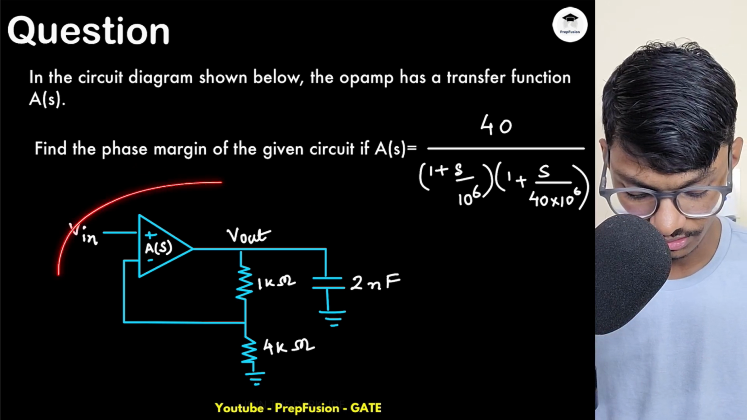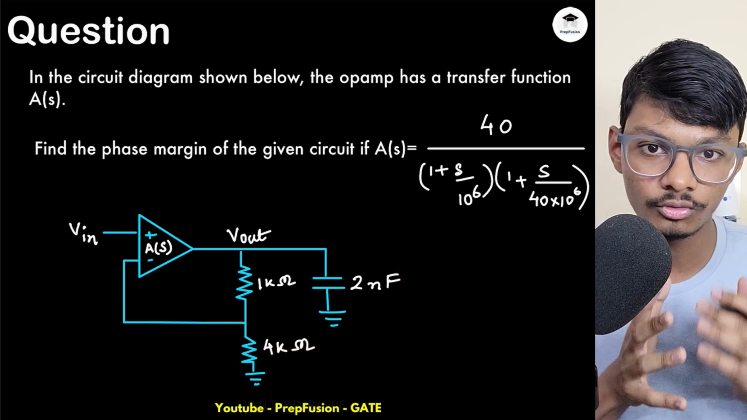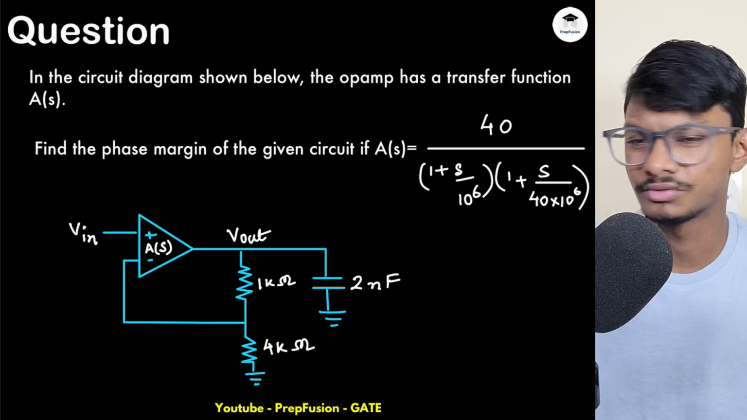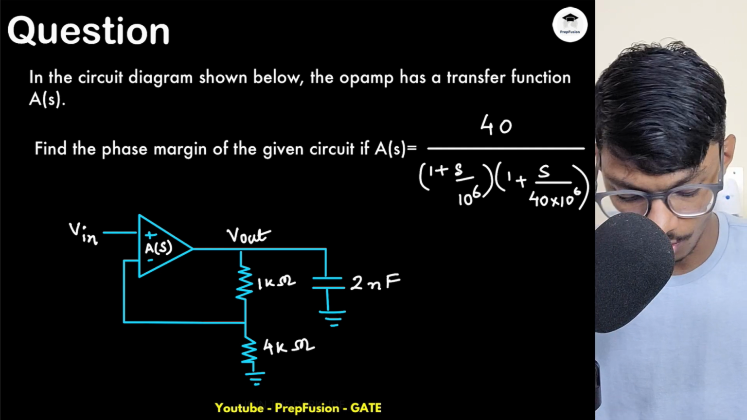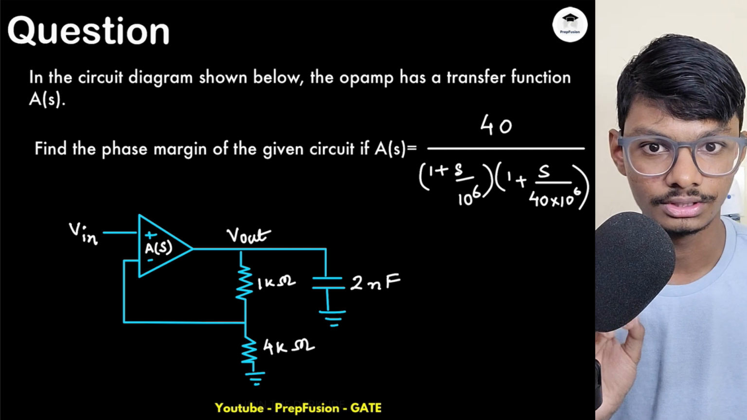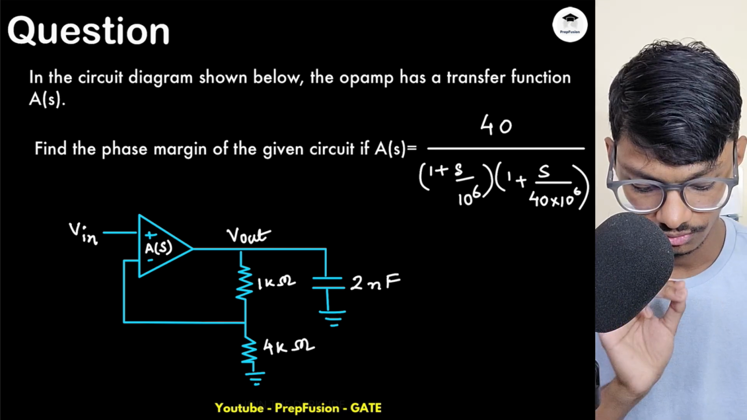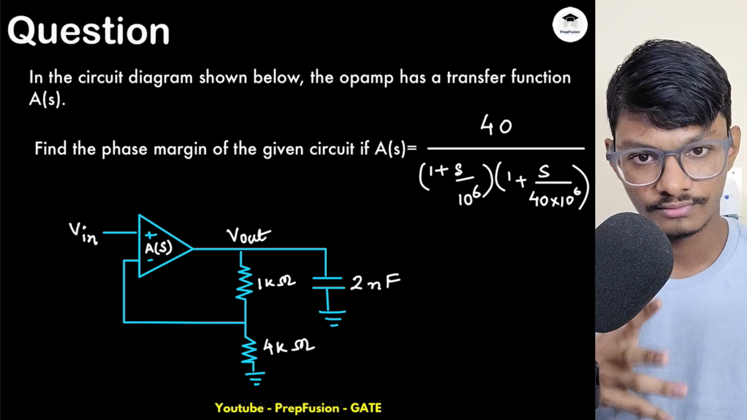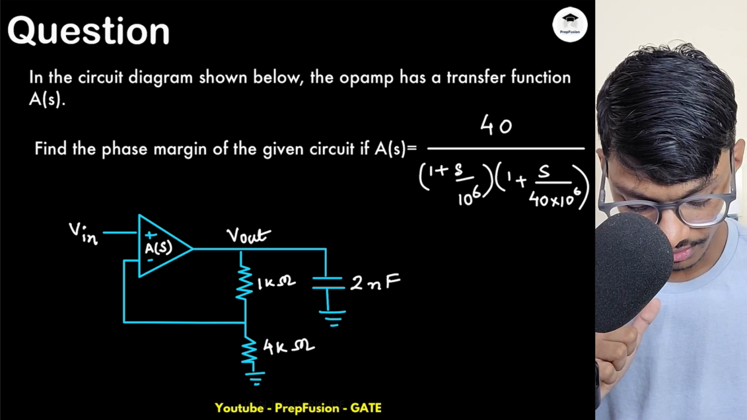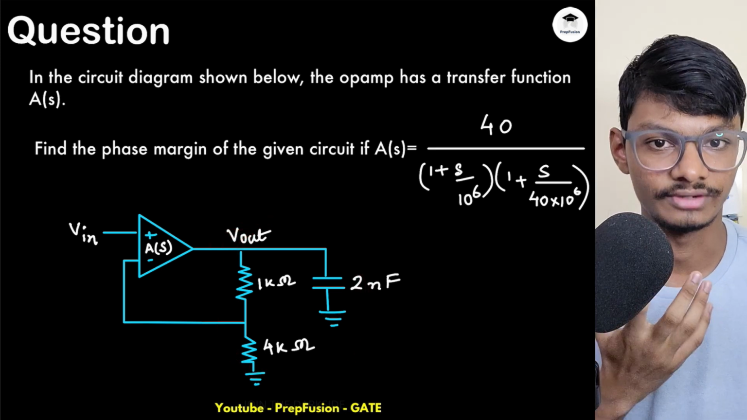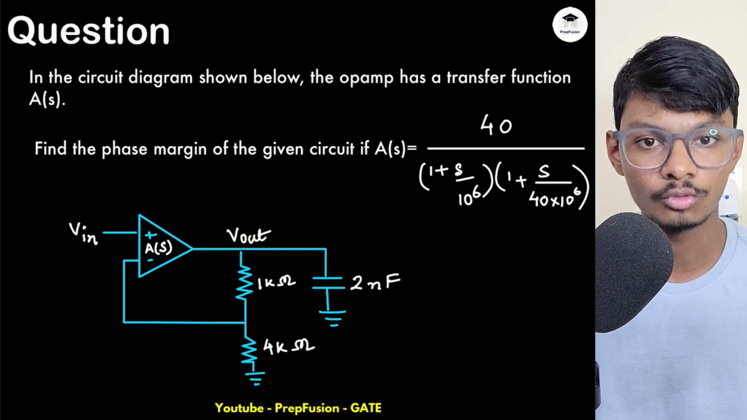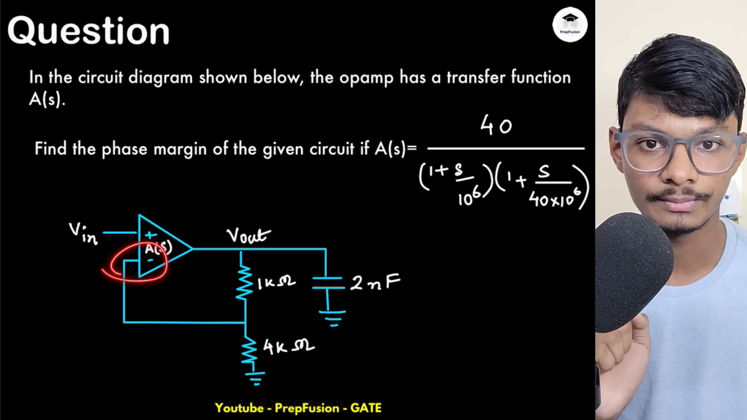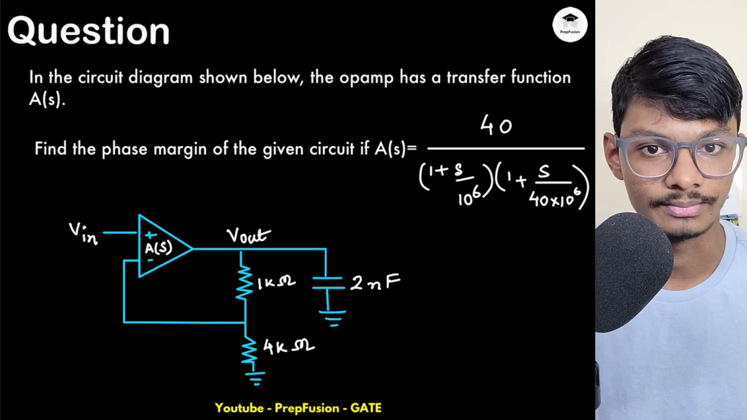So obviously the first intuition should be: can you tell me intuitively what will happen? If initially my phase margin was some value X, and now I connect a feedback to it, what will happen to the phase margin? Will the phase margin increase or decrease? Intuitively, why do we connect a feedback? We connect a feedback, explicitly negative feedback, to make the system more stable, right?